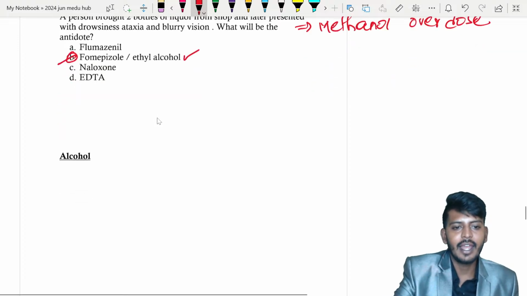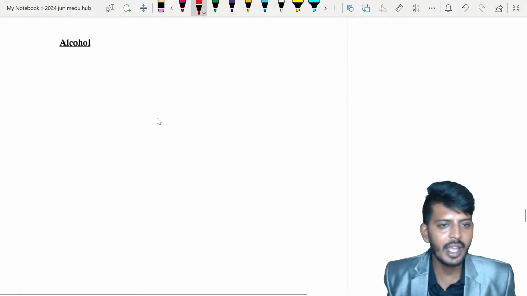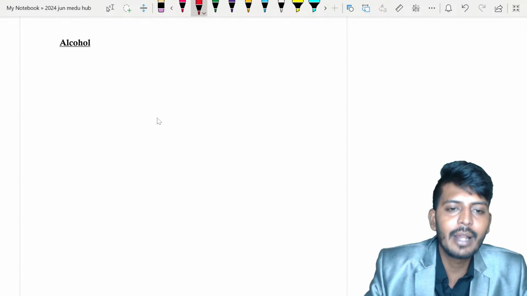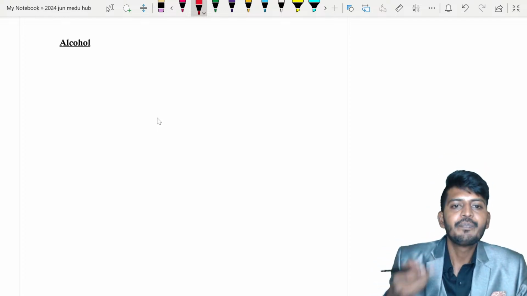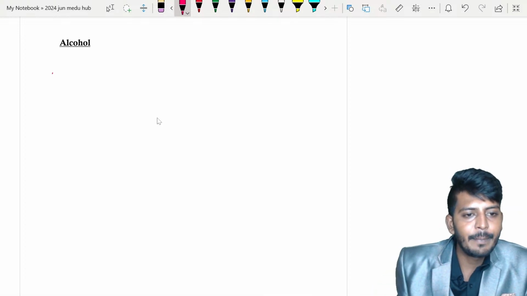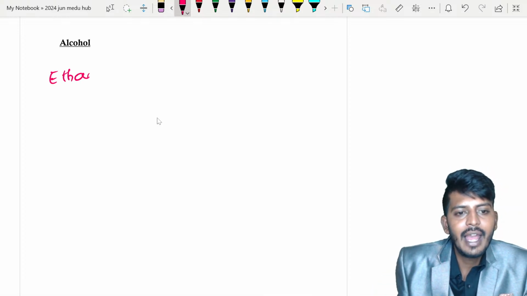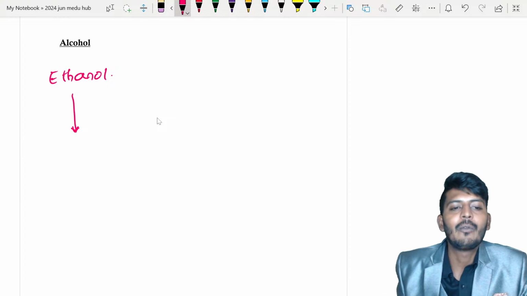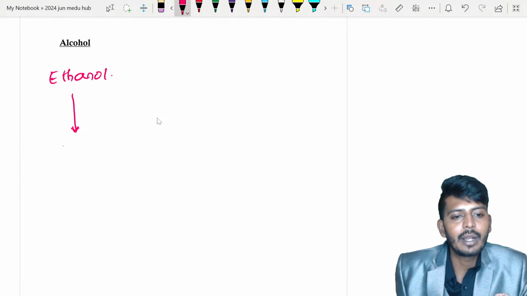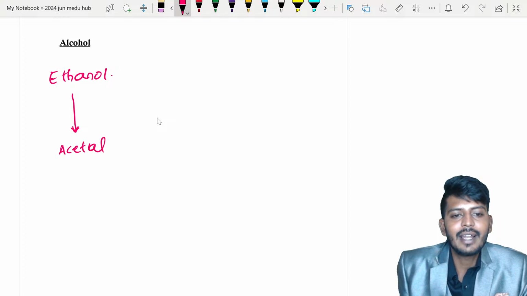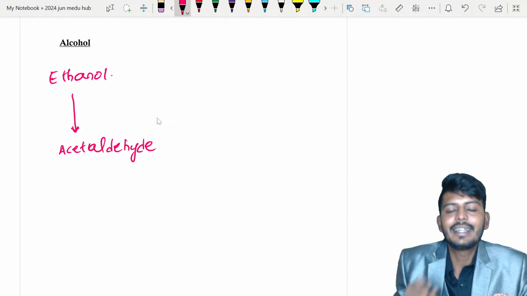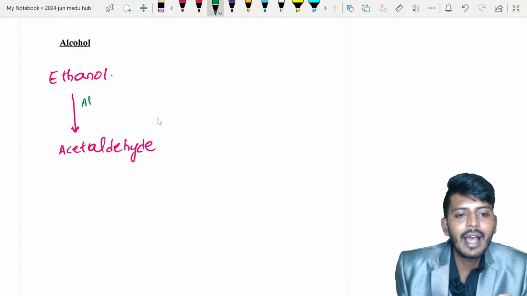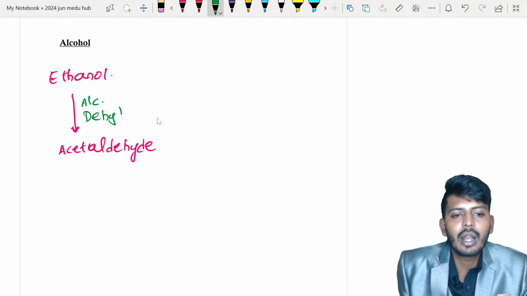Now let's study the metabolism of Johnnie Walker. Whatever your favorite brands, whatever you drink, let me teach you how your body will metabolize the alcohol. For example, a person drinks ethanol. This ethanol, my dear student, will get converted into acetaldehyde. This conversion of ethanol to acetaldehyde is done by an enzyme called alcohol dehydrogenase.